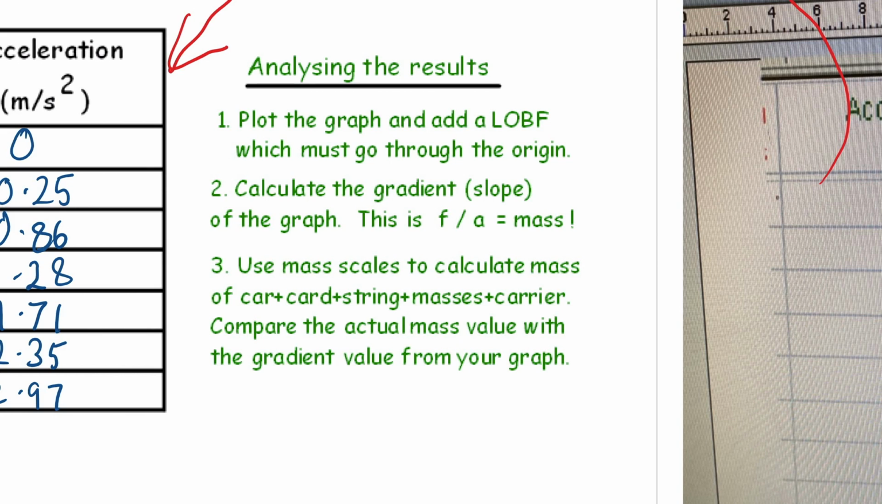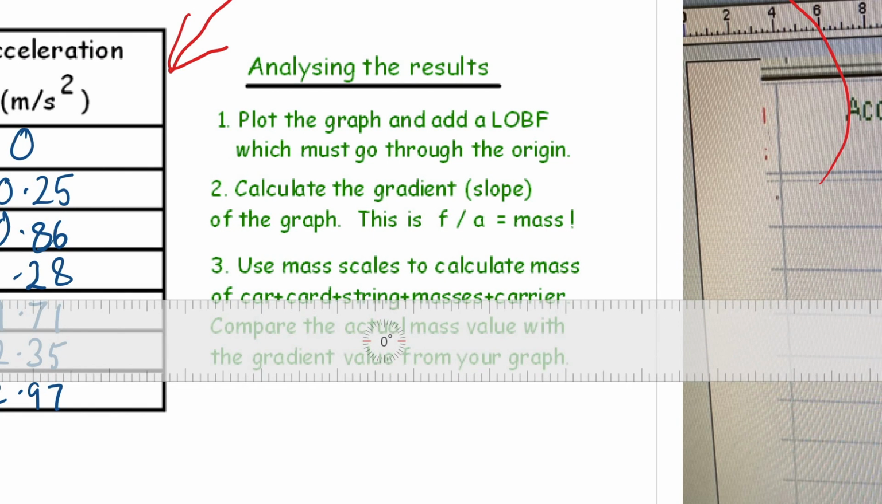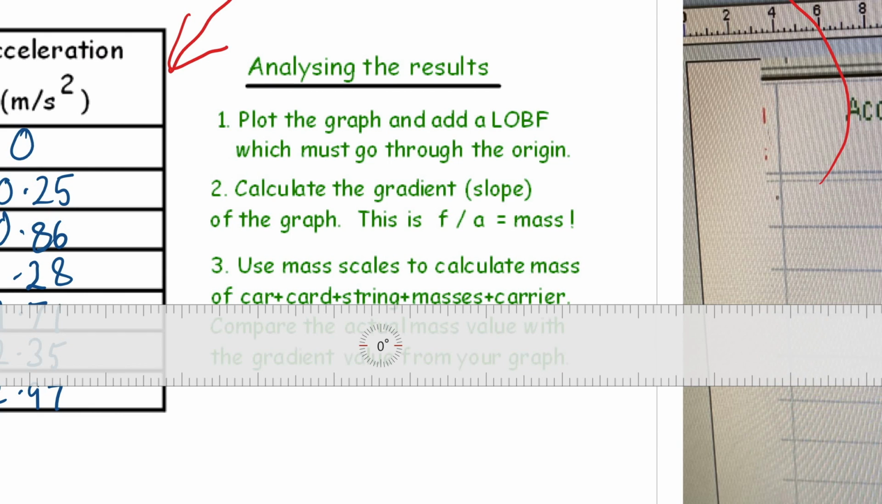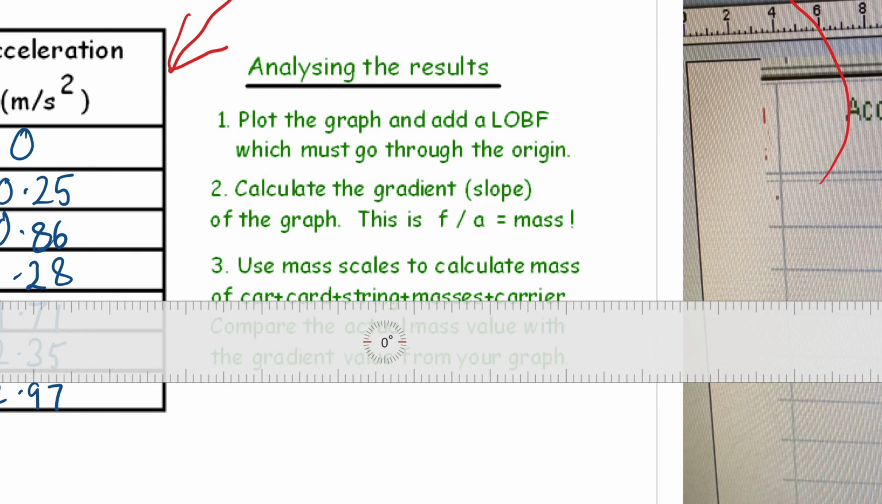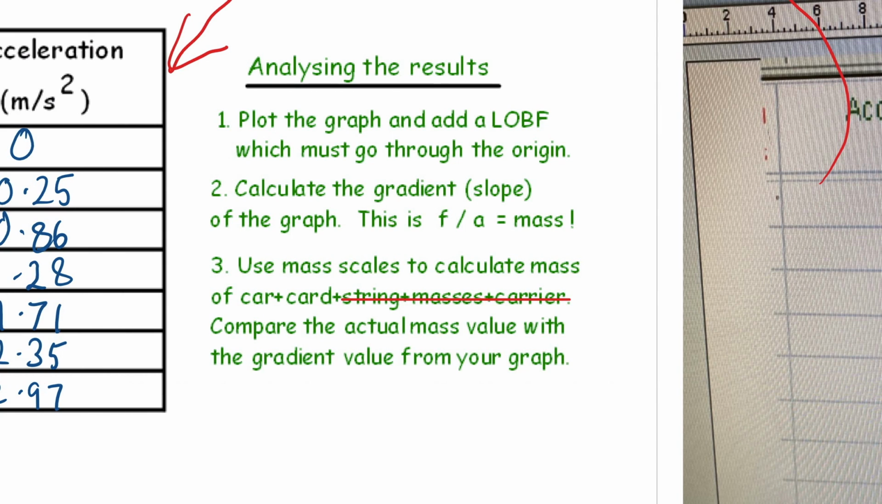And use the mass scale to calculate the mass of the car, card, and I'm just going to put a line through the string, the masses in the carrier, because what was being moved by the force was the car and the card, not the masses themselves. So you can put a line through that there. Also, compare the actual mass value with the gradient value from your graph.